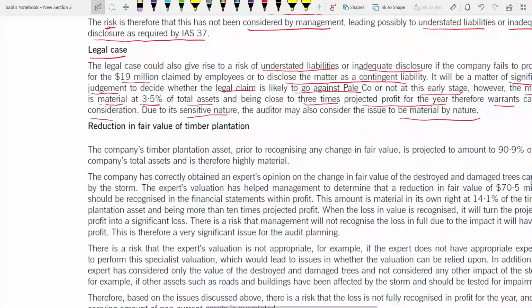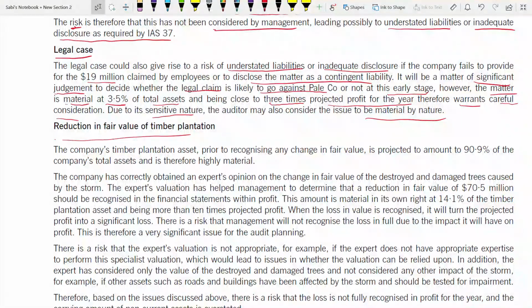Which is the reduction in fair value of the timber plantation. So now we are saying what's happening. The company's timber plantation asset, before we recognize any change in fair value, is projected to amount to 90.9% of the company's total assets and is therefore highly material. See, this is the use of the percentage. Make sure that you find the percentage. What is it out of the total asset?